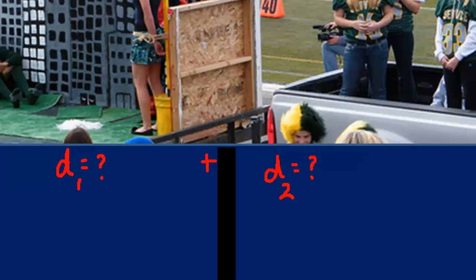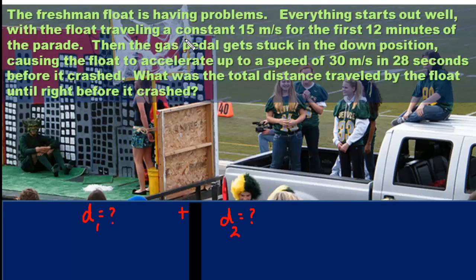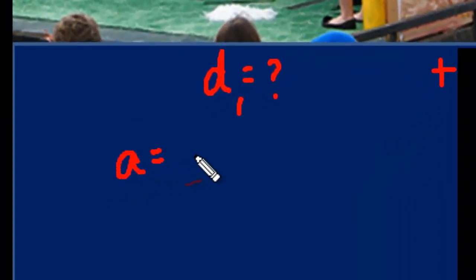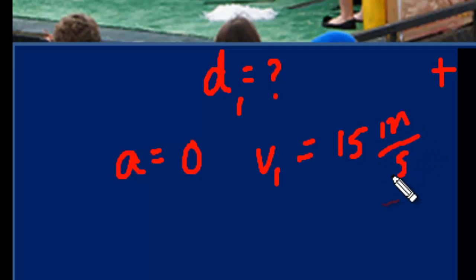So again, we're looking for the total distance. Again, we're going to separate into two parts, the first part and the second part. Everything starts out well with the float traveling at a constant 15 meters per second for the first 12 minutes. Constant means the velocity is the same. That means acceleration equals 0. So we have the acceleration is equal to 0. We know the velocity in this first part is equal to 15 meters per second. We know the time in this first part is equal to 12 minutes.